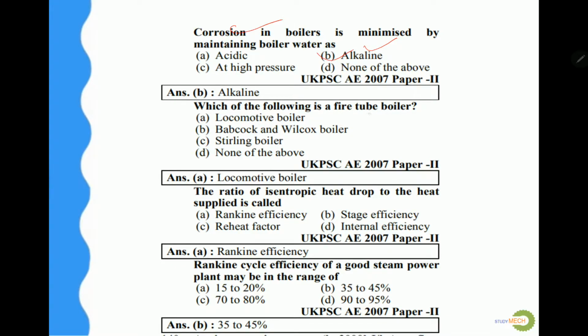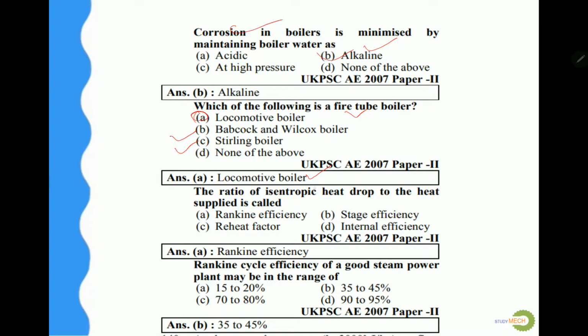Which of the following is a fire tube boiler? Babcock Wilcox is a water tube boiler, as well as Stirling is also a water tube boiler, and locomotive boiler is a fire tube boiler. Means fire inside the tube and water surrounding the tube. Option A is the right answer.